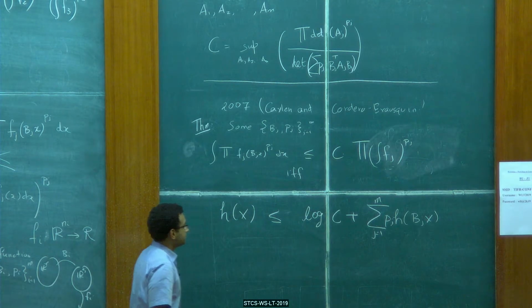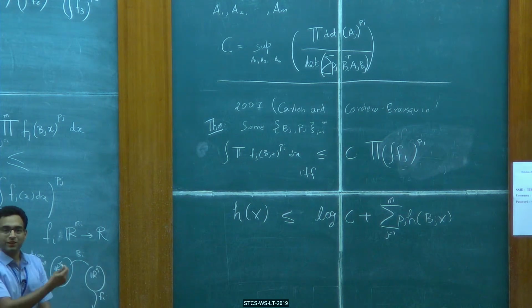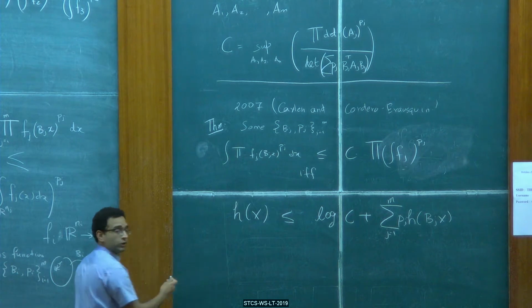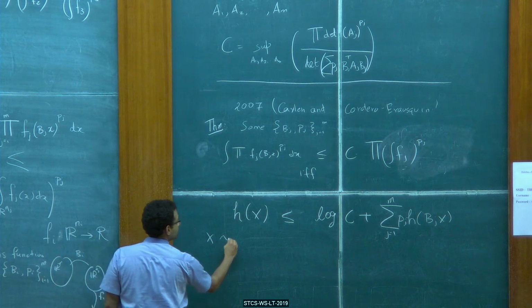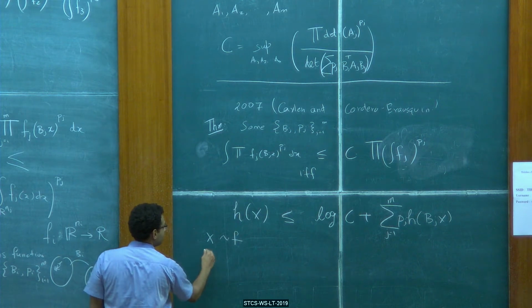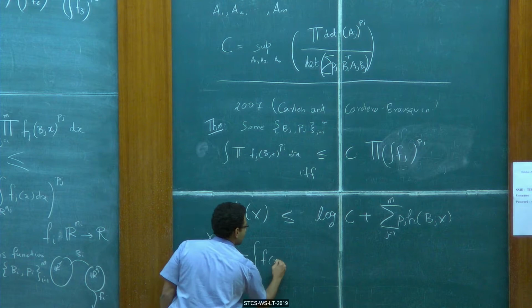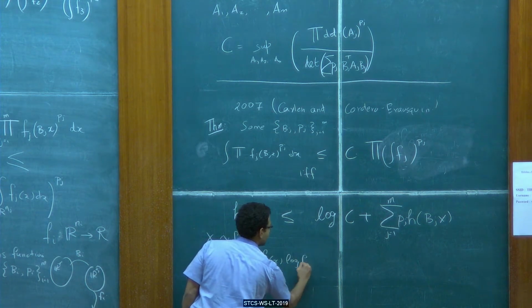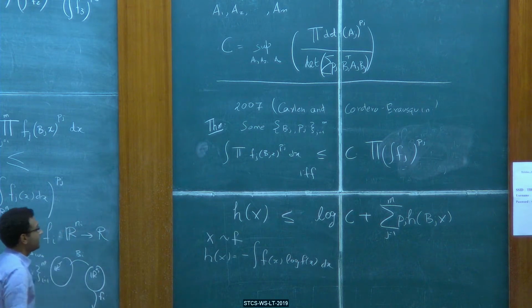Okay. Has anyone not seen the entropy function? I'll just quickly define it in case. So h here is the entropy function. If you're given a random variable which is distributed as some density f, then the entropy of f is given by this integral, minus f of x log f of x dx, when the integral exists.